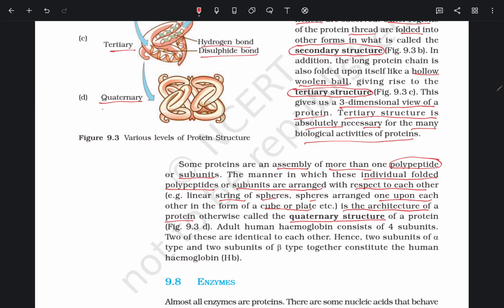So this structure is the quaternary structure of protein. Adult human hemoglobin consists of four subunits. Two of these are identical to each other, hence two subunits of alpha type and two subunits of beta type together constitute the human hemoglobin.